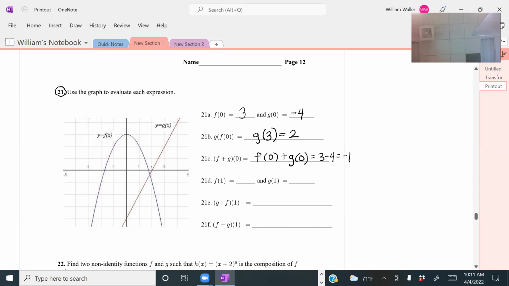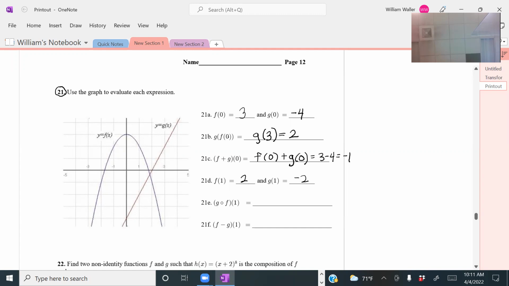What about f of 1? Well, from the graph, that looks like 2. There's 1 on the x-axis, so it looks like f of 1 is 2. And g of 1, it looks like -2, because there's the graph of g. So at 1, we go down to -2. And now we have another composition, but this one really is expressed as a composition. This is g compose f of 1.